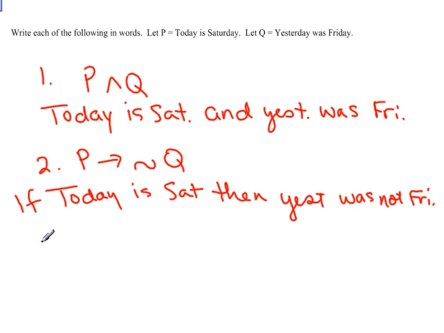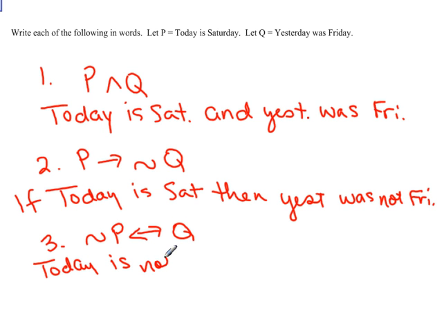Let's try one more. Okay, how about this one? Not P, biconditional, Q. Okay, not P means to negate P. So P is today is Saturday, so the negation of that would be today is not Saturday. When I see the biconditional symbol, I replace it with the words IFF, which means again if and only if. You can write out those words if you like. Q then would be replaced with yesterday was Friday.